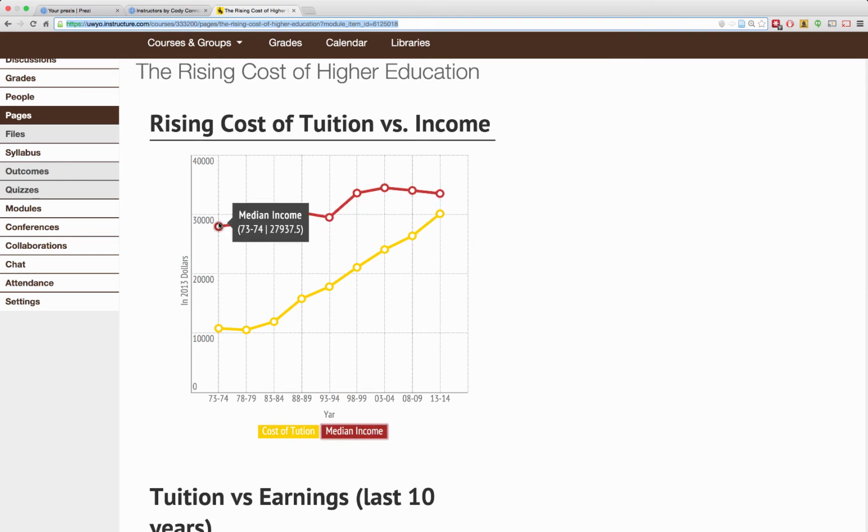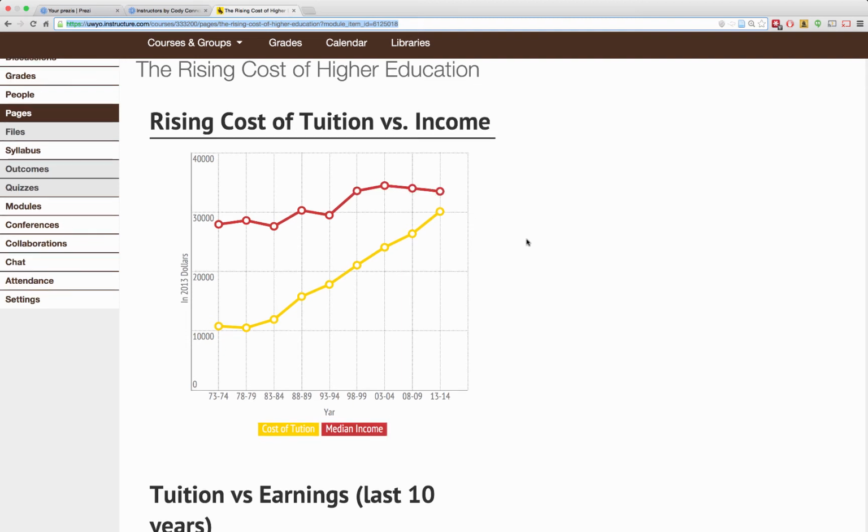And if we look at median income, we just don't see that. This red line here represents median income in the US. 1973, adjusted in 2013 dollars, $27,000 was the median income in the US. If we skip ahead to 2014, we can see that that new median income is $33,000. So while college tuition has increased 300%, median income is relatively unchanged, from $27,000 to $34,000 or $33,000.